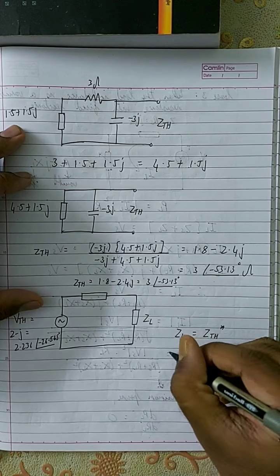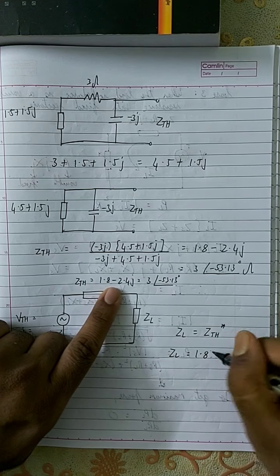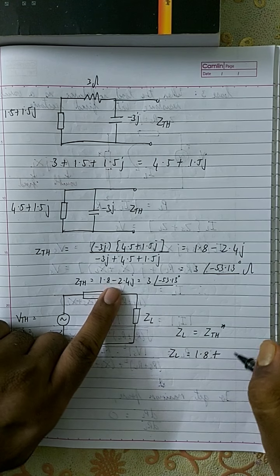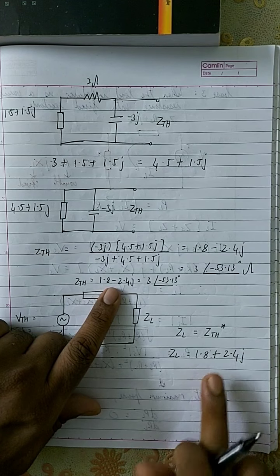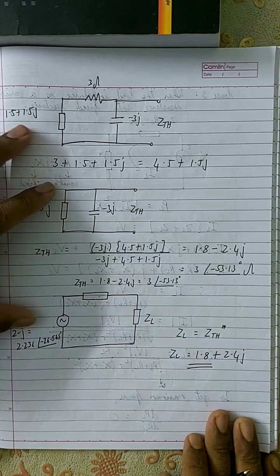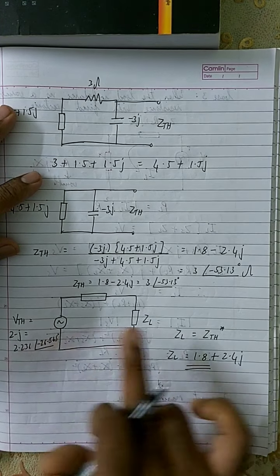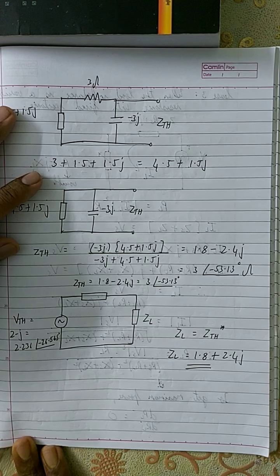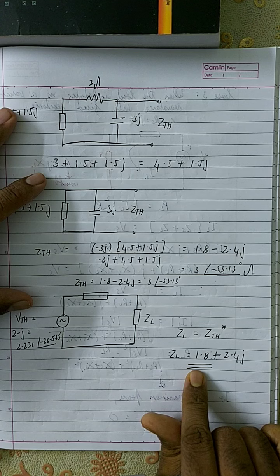Or in other words, ZL is equal to 1.8 plus, okay, instead of minus we have plus 2.4j. This is the value of the load impedance in order to have maximum power transferred from the source to the load.